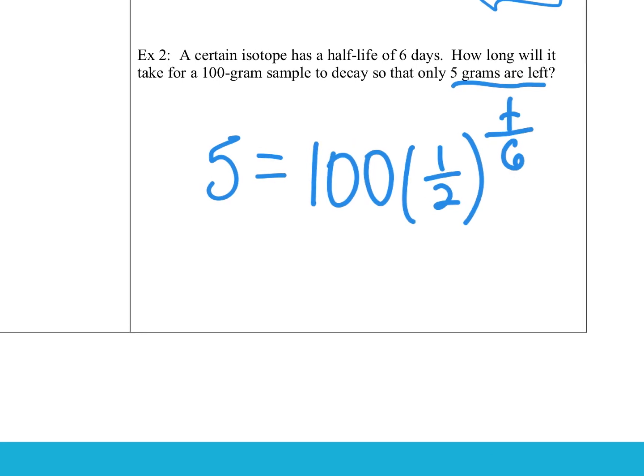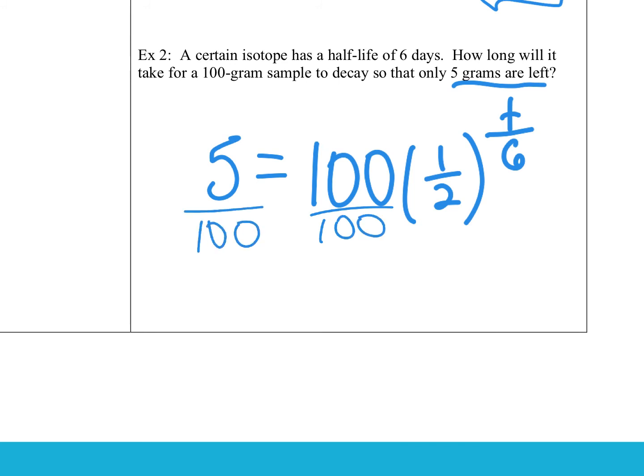Whoa. Look at that. Okay, so we need to get the exponent with its base on one side by itself. What can we not have hanging out over here? The 100. Let's divide it over. What is 5 divided by 100?